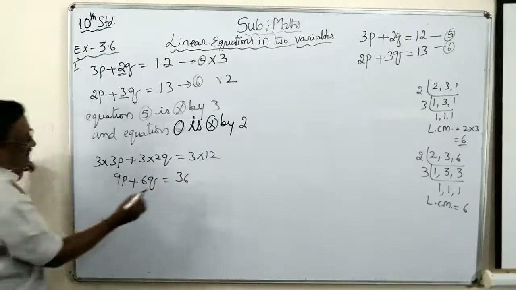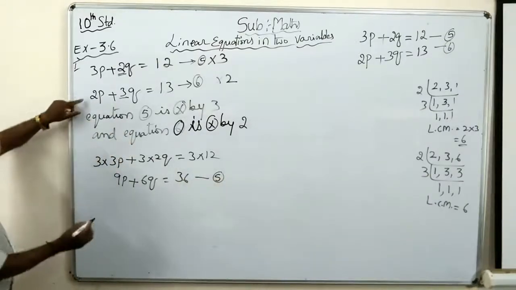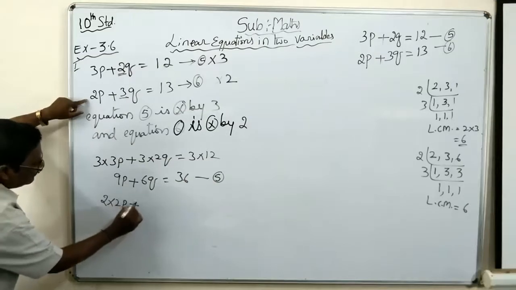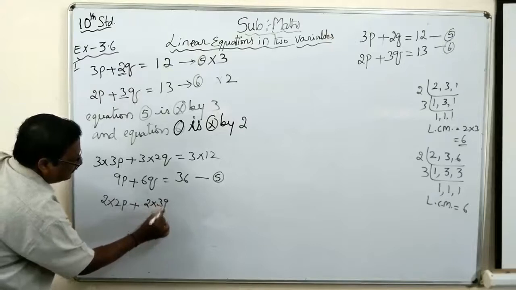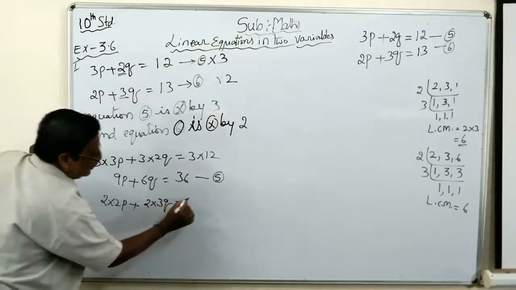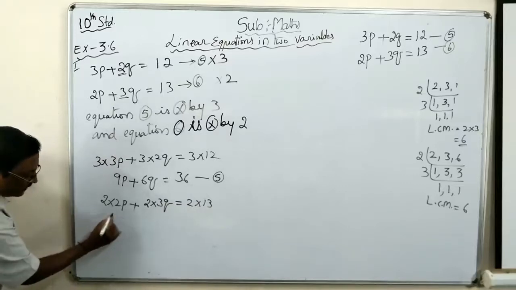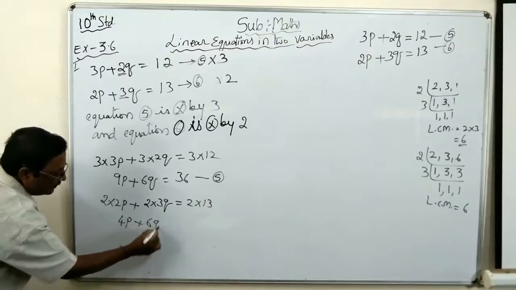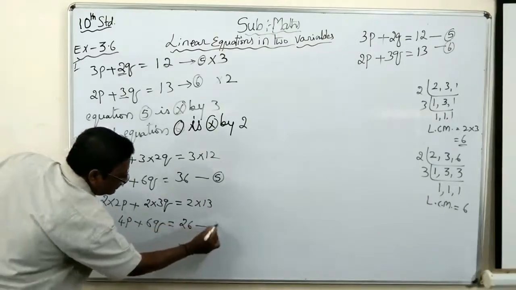Next one, this is the fifth equation. Next one, the sixth one, multiplied by 2 means 2 into 2p plus 2 into 3q is equal to 2 into 13. Here 2 2s are 4p, 2 3s are 6q is equal to 13 2s are 26. This is the sixth one.